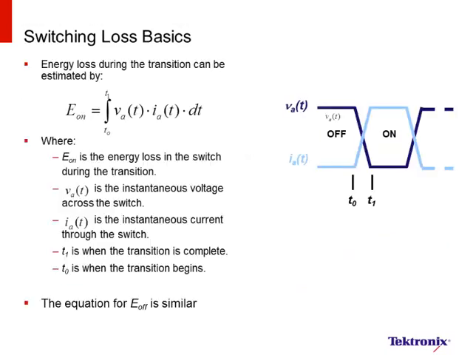The theoretical calculation for turn-on loss, or for that matter turn-off loss, is straightforward, as shown by the equation here. If we know the voltage across the switch and the current through the switch during the transition, we can calculate the energy loss. Multiplying the instantaneous voltage by the instantaneous current will give us the instantaneous power. Then we integrate the instantaneous power for the period of time the switch is transitioning, and with that we have the energy loss during the transition.